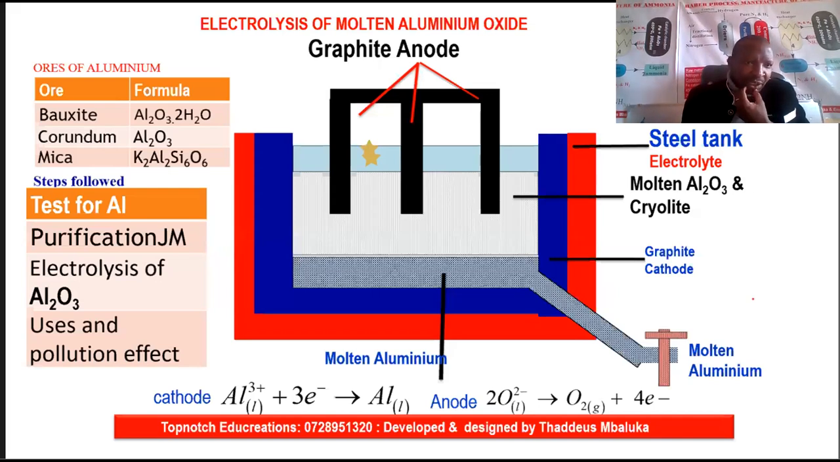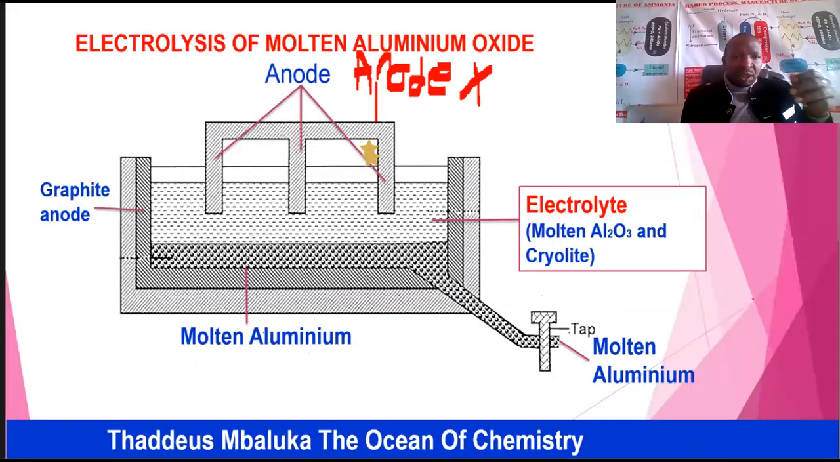Somebody has said, I'm a loser when you're told to label the electrolyte. The electrolyte is this. There'll be two layers, of course. If you're told to label the region containing the electrolyte here, the region containing the electrolyte will be this one. And below it, we have the molten aluminium.